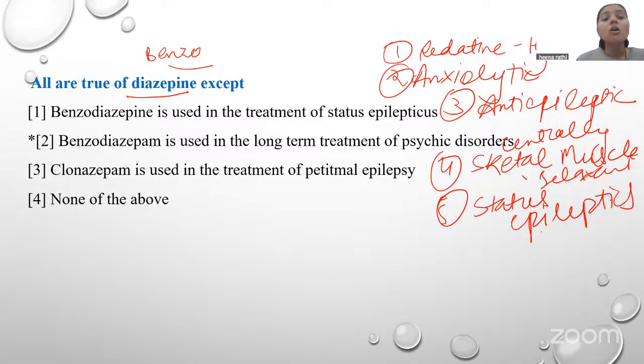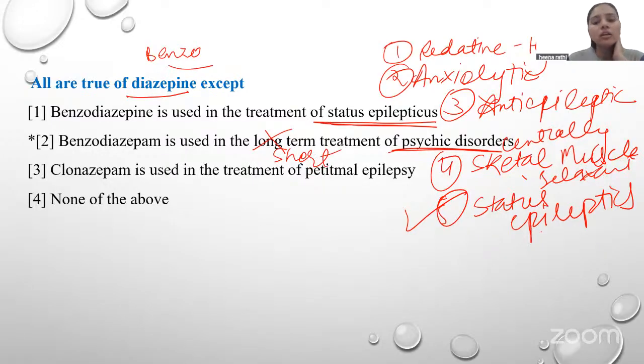So the question is, all are true of benzodiazepines except: benzodiazepine is used in the treatment of status epilepticus. Yes, it is used. Benzodiazepine is used in long-term psychic disorder? It is used in psychic disorder, but it is not used long term. It is used short term. If a person has insomnia, then we can use this drug as a short term treatment. For the long term treatment, we have other drugs. For depression also, we are using those drugs. But for the short term treatment, we can use these benzodiazepines, especially lorazepam, clonazepam, alprazolam.